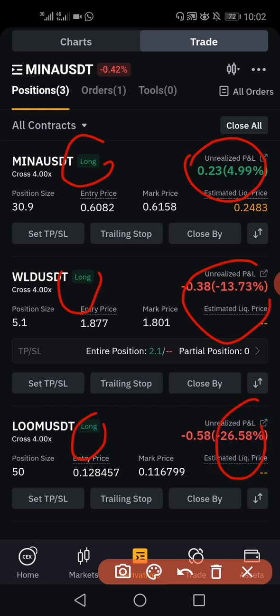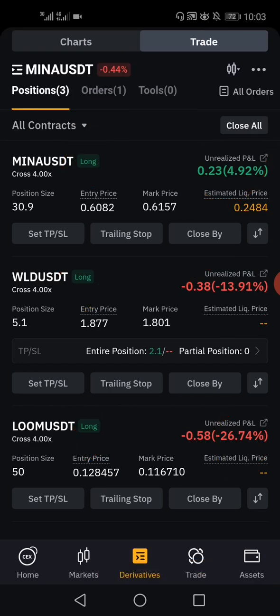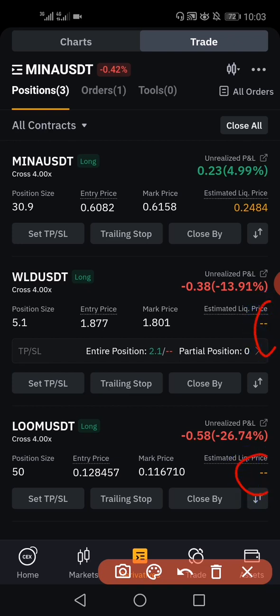These three trades have actually been like this for about 4 days now. There was a dump, so it went against me, but I'm not to worry because I know I'm going to come out of it with profit. If you noticed, I don't have any liquidation price for this, or for this. For this one, my liquidation price is 0.2484, which is quite low. But these two have no liquidation price, so I'm not worried about the trades because I know I will come out with profit eventually.